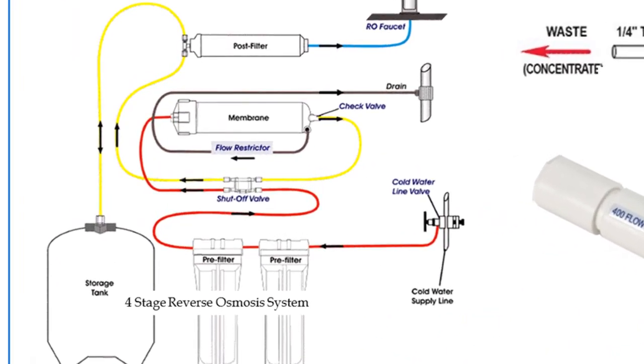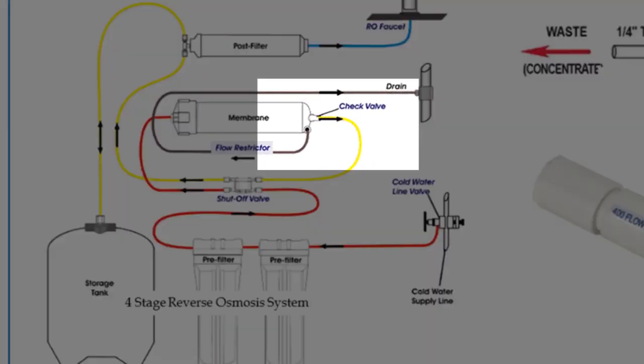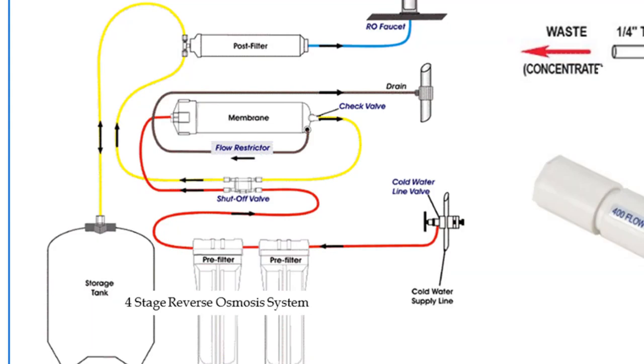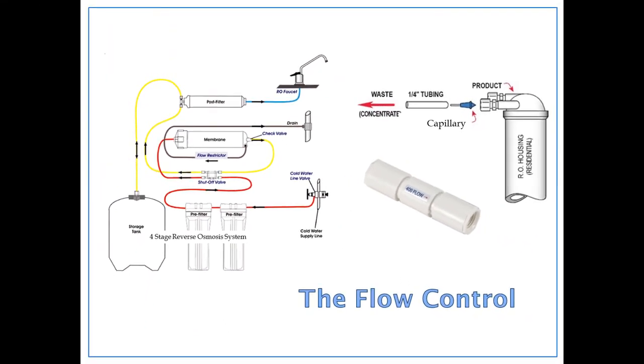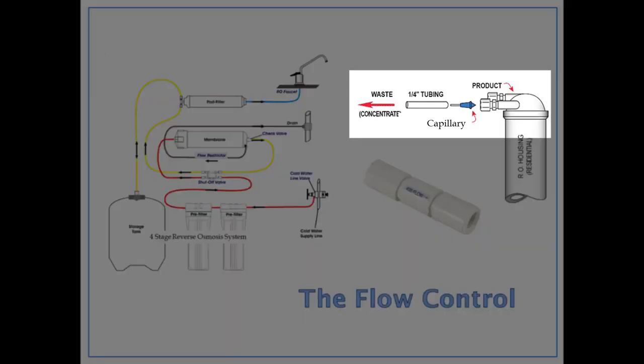So we can clearly see on the membrane housing, we've got a check valve on the permeate side, which again is the good water, and we have flow restrictors on our waste line. So every single RO system is going to have some type of flow restrictor. We're showing you the type of systems that we currently would use, which is an internal device up top. Very rarely are we using those types of devices.